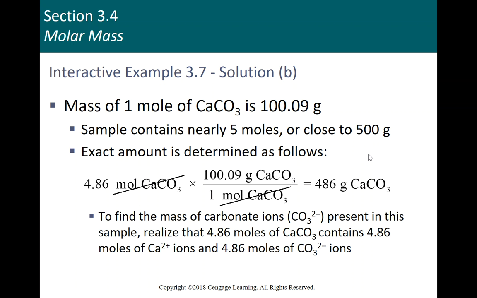Note on the second part of the second question, it asks about the mass of carbonate ions. So if we have 4.86 moles of calcium carbonate, recall that for every mole of the formula unit we had 1 mole of calcium ions and 1 mole of carbonate ions. So if we have 4.86 moles of calcium carbonate, we also have 4.86 moles of carbonate ion.